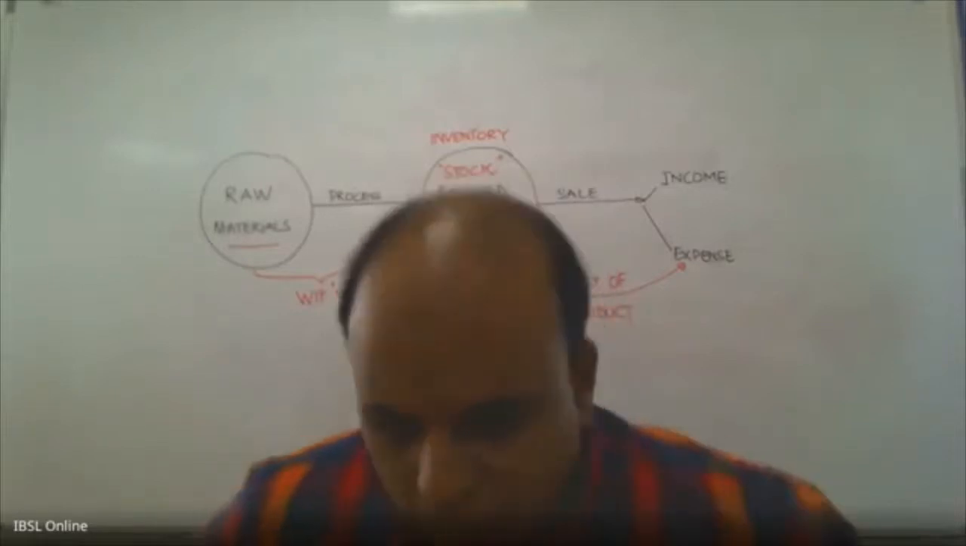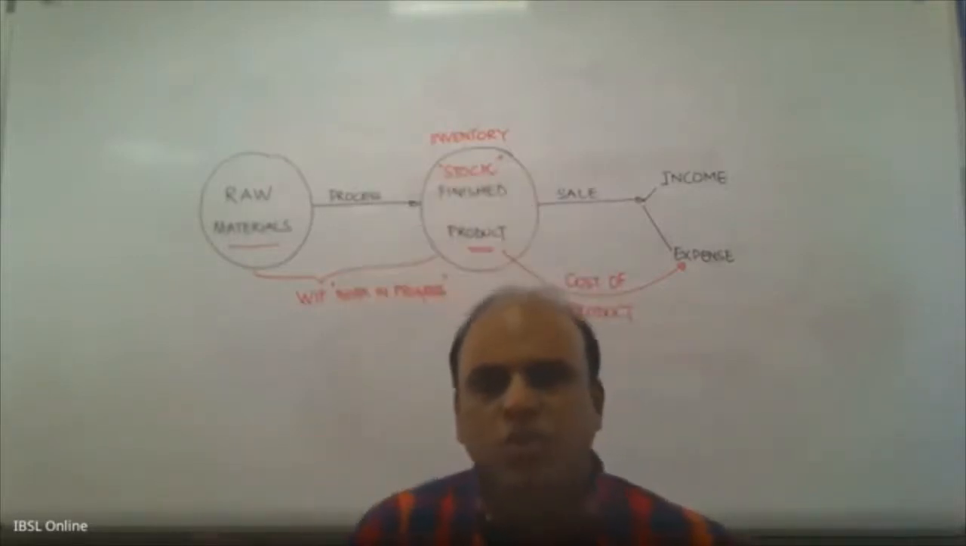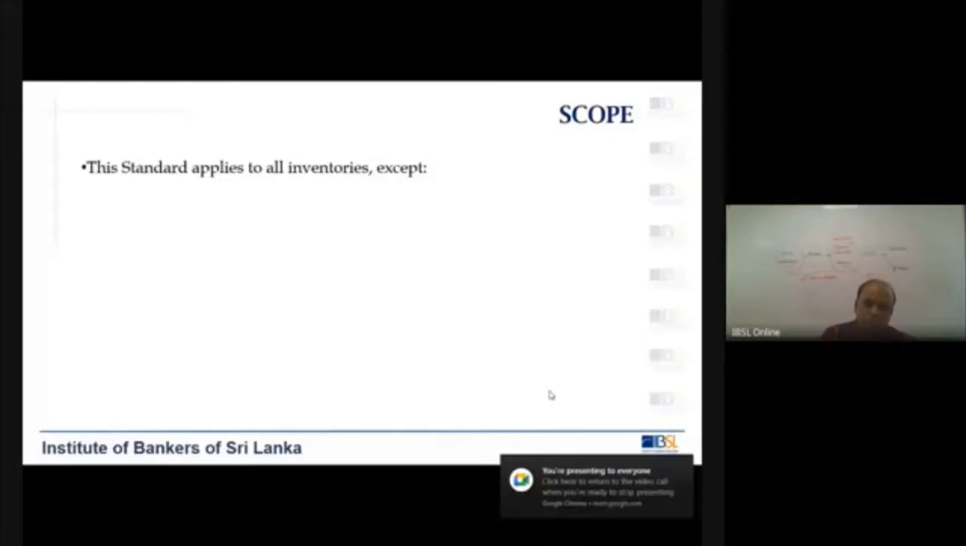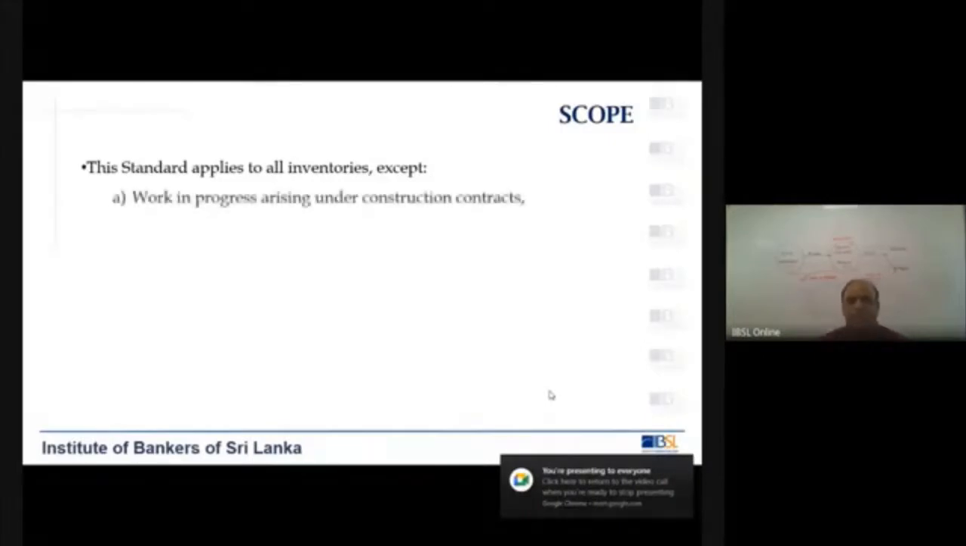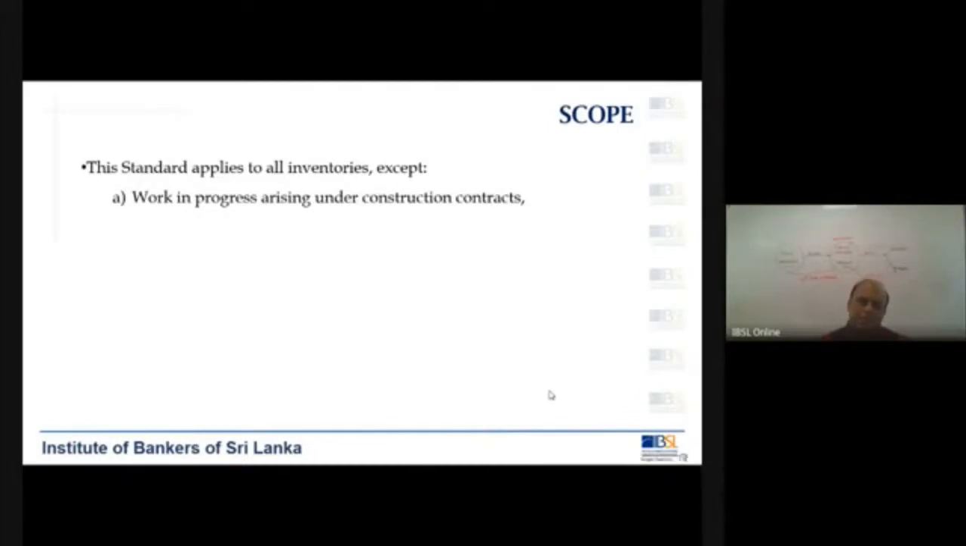So the scope of the standard. This standard applies to all inventories, that is all stocks, except work in progress arising under construction contracts. Sometimes these contractors undertake contracts which are ongoing. So we don't consider that under this LKS 2. There is a separate standard I have given you last week, LKS 11, which is the construction contracts.